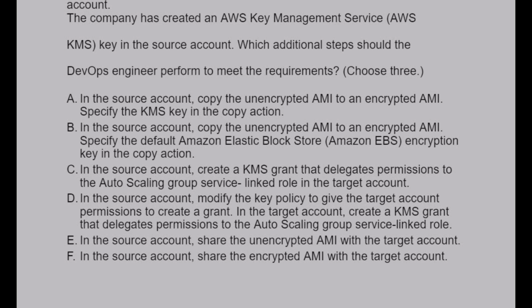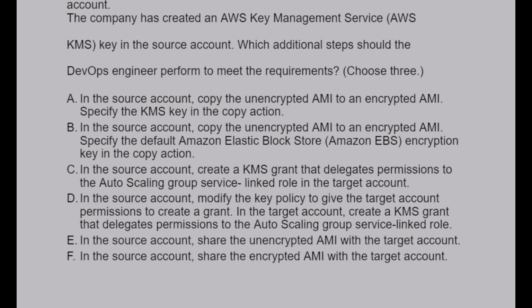Option C. In the source account, create a KMS grant that delegates permissions to the auto scaling group service-linked role in the target account. Option D. In the source account, modify the key policy to give the target account permissions to create a grant. In the target account, create a KMS grant that delegates permissions to the auto scaling group service-linked role.